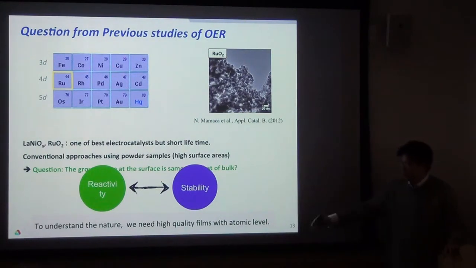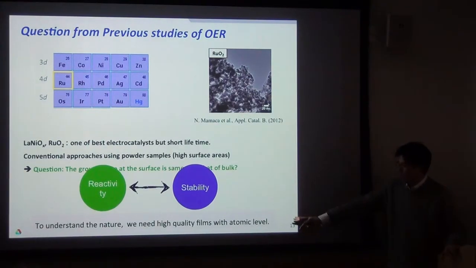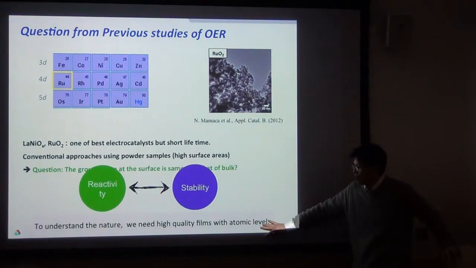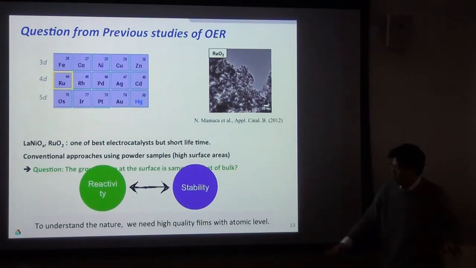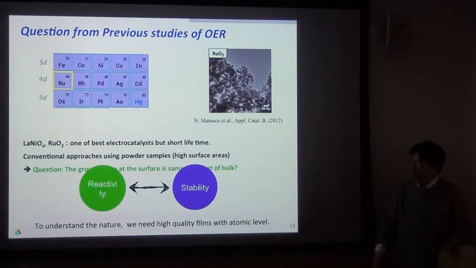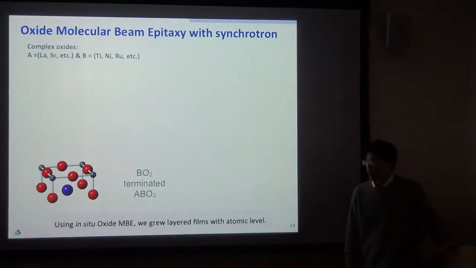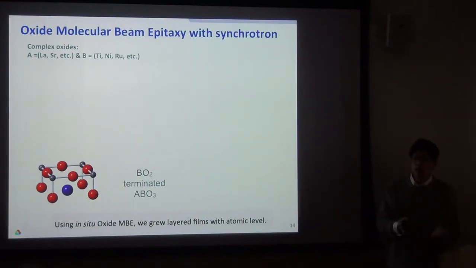We devoted most of our time to building the setup for obtaining high quality films at the atomic level. So how do we do that? As I mentioned before, we built an oxide MBE at the synchrotron. First, we prepared a well-defined surface as a substrate. We know this is a B-site terminated perovskite.